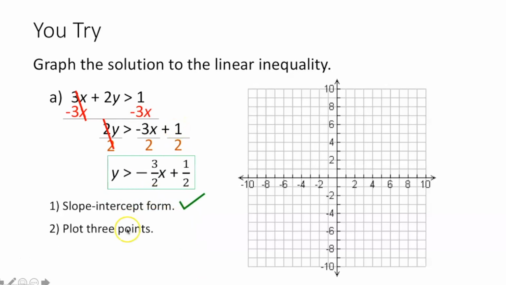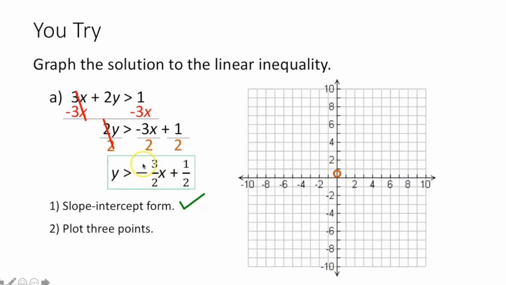Next, we're going to plot 3 points. Again, there's no equal sign underneath, which means when we plot our points, they're going to be open circles to show that those are not solutions to this given inequality. What we can do is start with our y-intercept, right? Our y-intercept is 1 half. So we go to our y-axis at 0, 1 half. We're going to put an open circle.